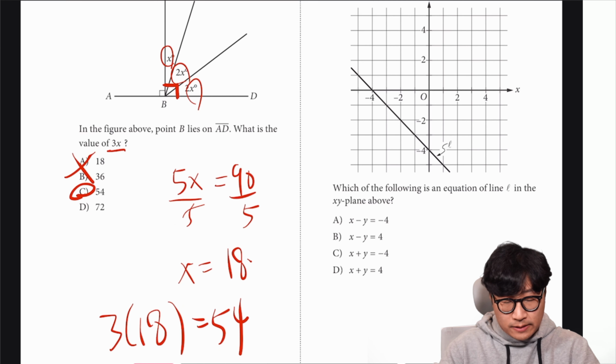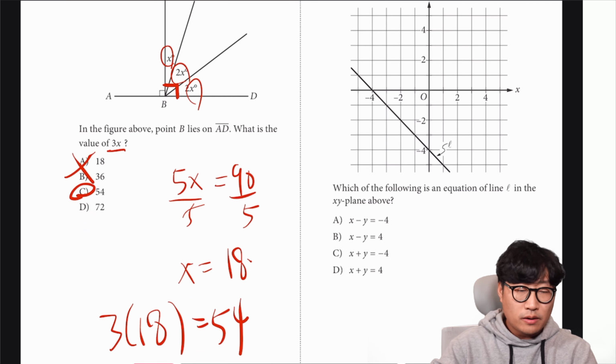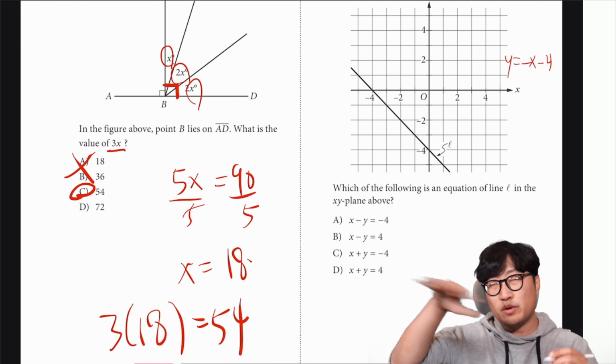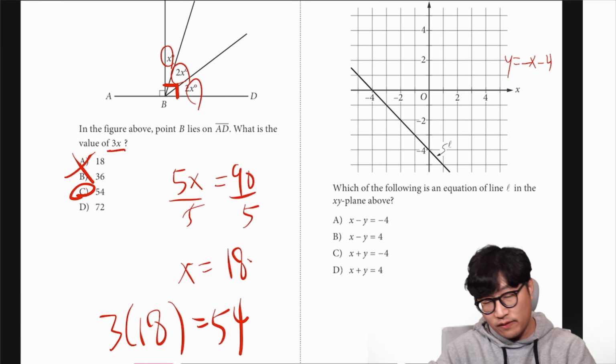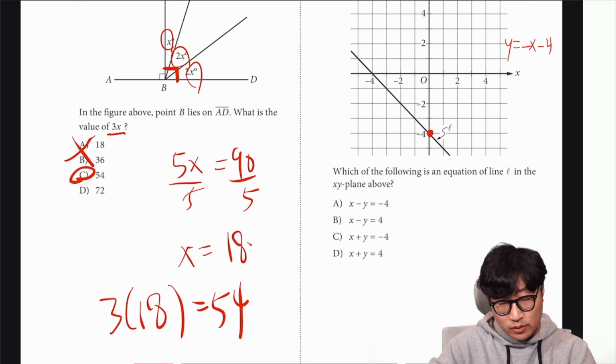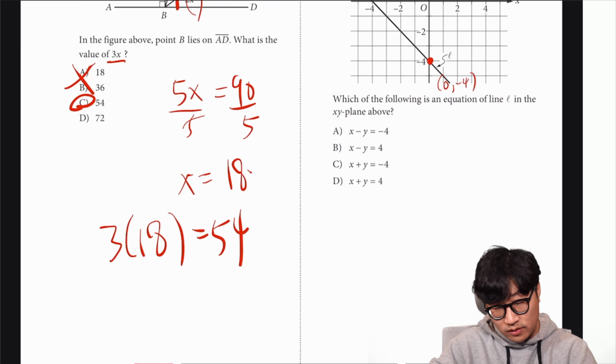Next, number 9, which of the following is an equation? Okay, so basically this equation is going to be, well, y is equal to negative x minus 4, and you just move it over to one side and have it in standard form or whatever. If you're too lazy to do that, do one of my tactics, which is I'm just going to plug in 0, negative 4 to see which one's going to work.